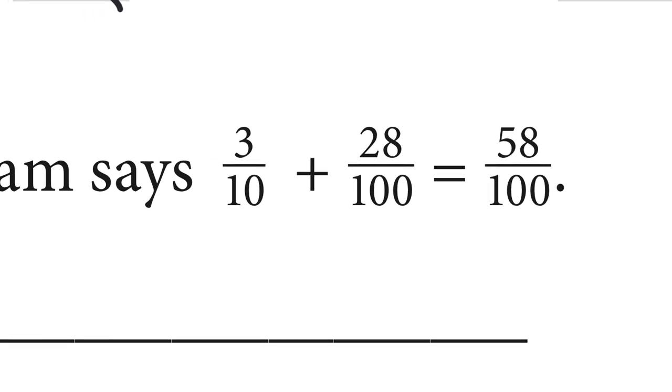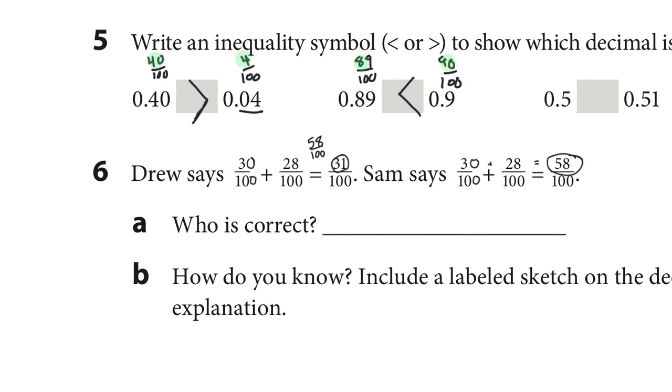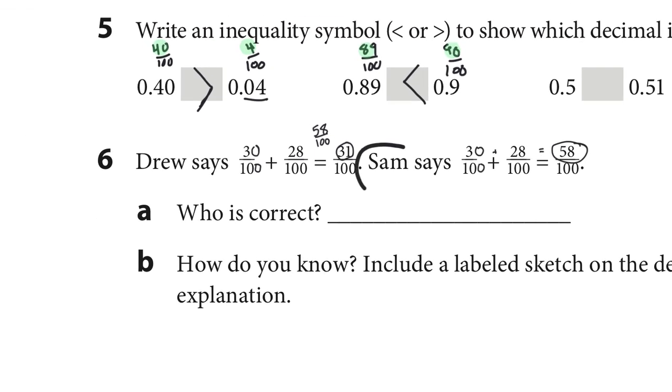I kind of do agree, though, because if I do the same thing over here, I think he did the math correctly because 30 plus 28 is 58. That's the number we were hoping for. So who would you say is correct? Hopefully Sam. Oops, I meant to circle it and I didn't.